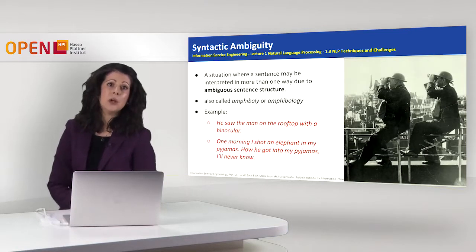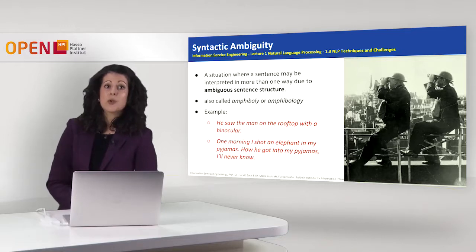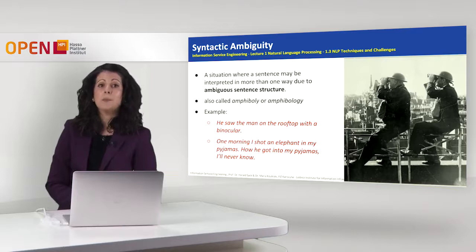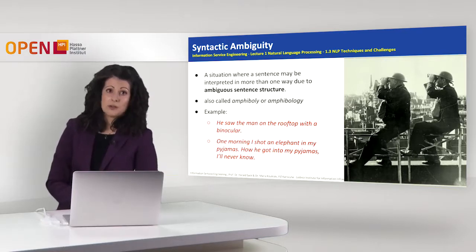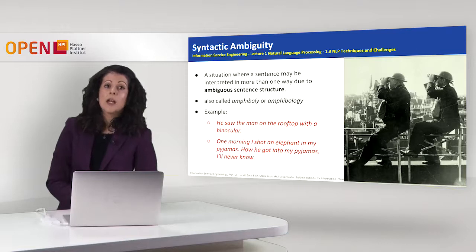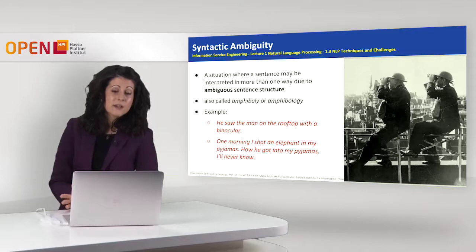And then we continue with syntactic ambiguity. So here we have the situation where a sentence might be interpreted in more than one way due to the ambiguous sentence structure this time. So the structure is ambiguous, and then we might have different meanings of the same sentence. This is also called amphiboly or amphibology. And let's see an example.